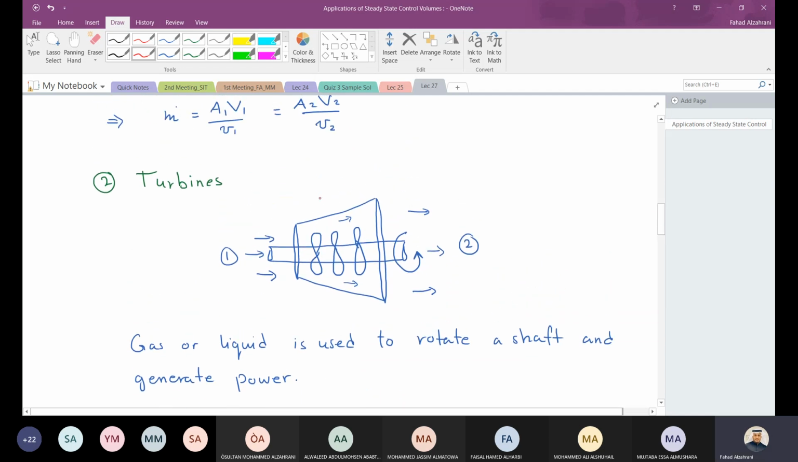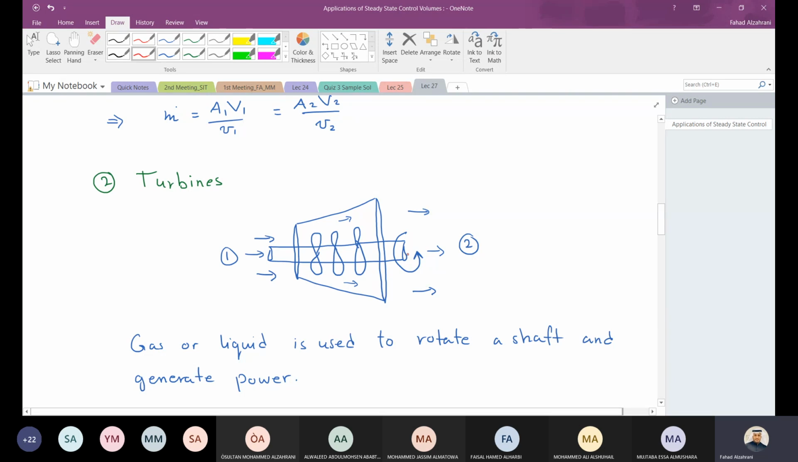The turbine is basically a device used to rotate a shaft. So I use some gas, fluid or liquid or whatever. I let it enter here, and then it will push some blades here. You can see inside. So the gas is the system, does work on this shaft, or these blades, and then the shaft will rotate and generate power. So there is power output. The objective of this turbine is to generate power. That means work is important here.